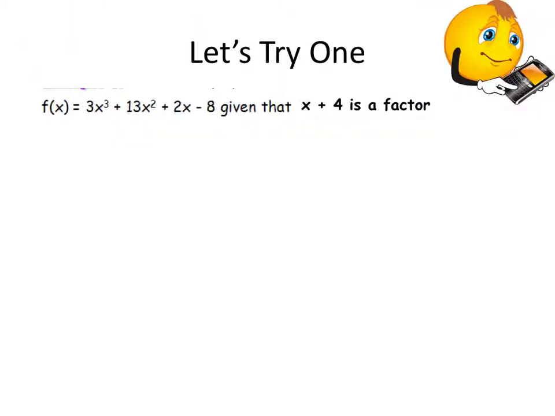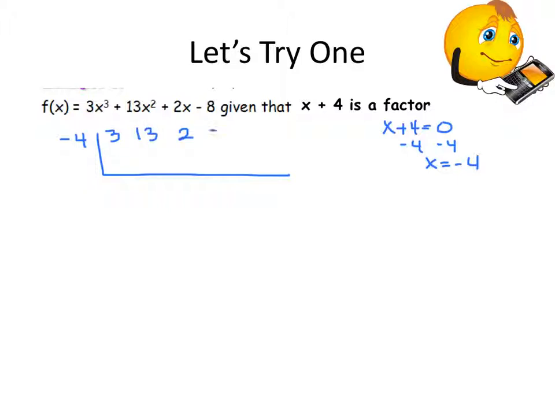So let's try another one. Step 1, we want to factor this whole thing. So we want to take x plus 4, set it equal to 0, and solve for x. So we have negative 4. We have the cubed, and then the squared, and then the x, and then the constant. Drop down the first term. Multiply, add, multiply, add, multiply, add. So we get 0. We should get 0 because they told us it was a factor. So now write it as a polynomial: 3x squared plus x minus 2. So now we're ready to factor.